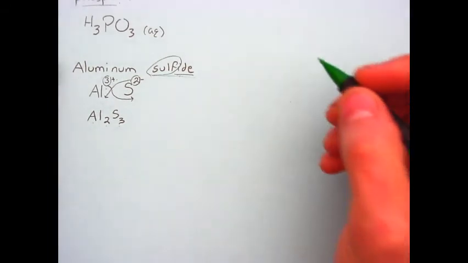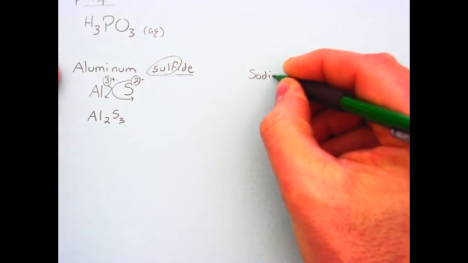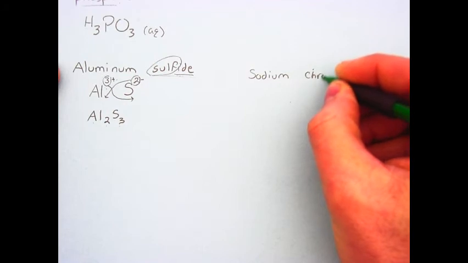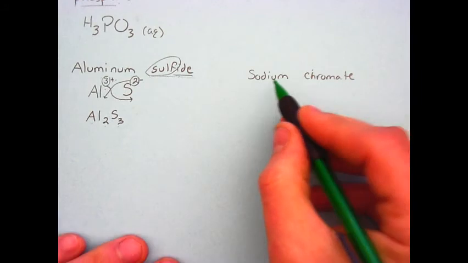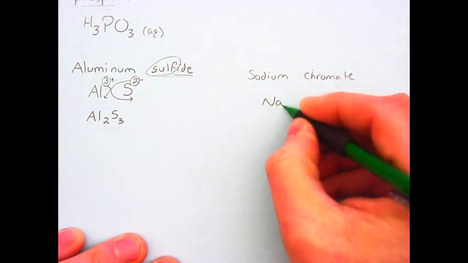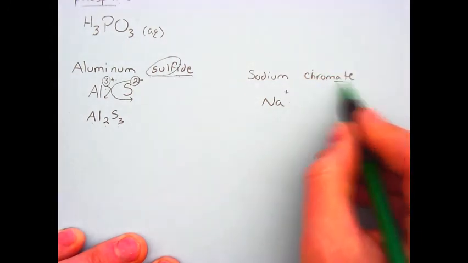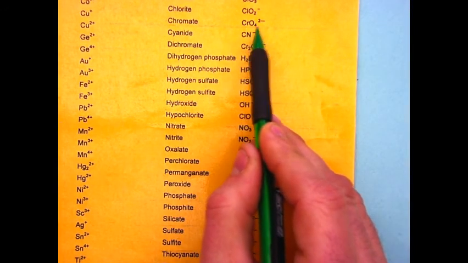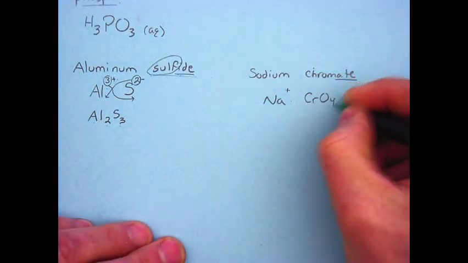Let's say this time we have sodium chromate. All right. In this case, we have sodium. The symbol is Na. It's in column 1, so that's +1. Chromate, it ends in ate, so we look for it on the back of our periodic table, chromate, and we see that its formula is CrO4 -2. So we have CrO4 -2.